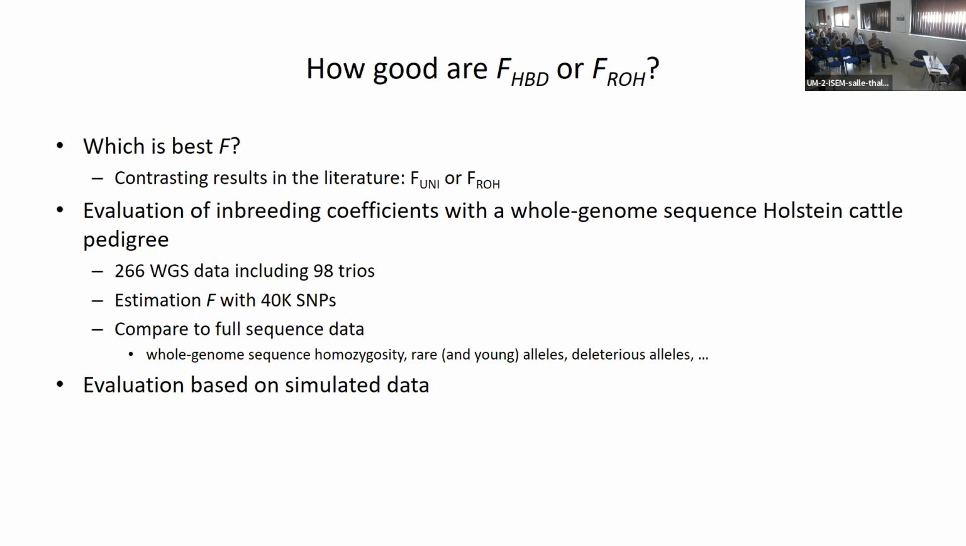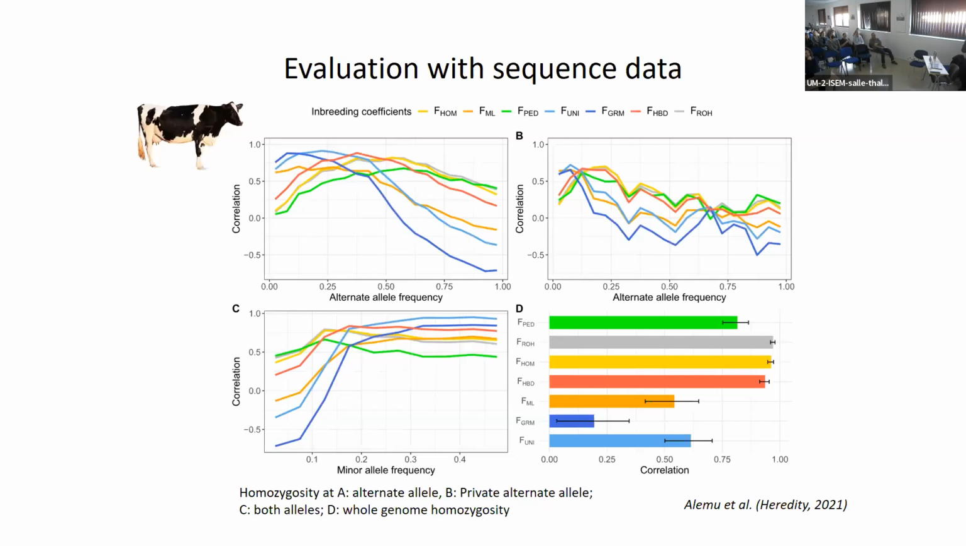So in the real data, we have whole genome sequence for 260 bulls. And the idea was to say, okay, if you have the whole genome sequence, then you have all the information, you know all the homozygosity of the individual at all the alleles, etc. And so we will estimate the inbreeding coefficient with only 40,000 SNPs and compare to what we have in the sequence. And so there we have four graphs, and each color represents one of the methods we compare.